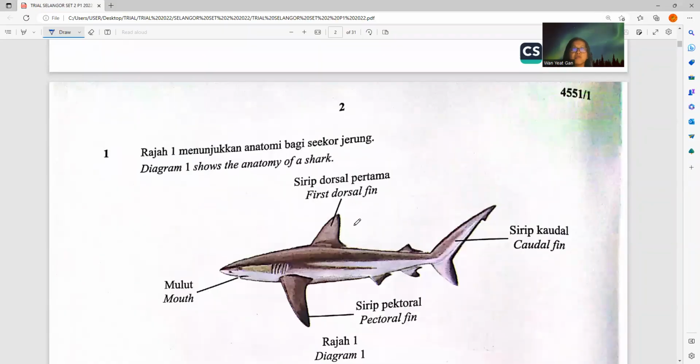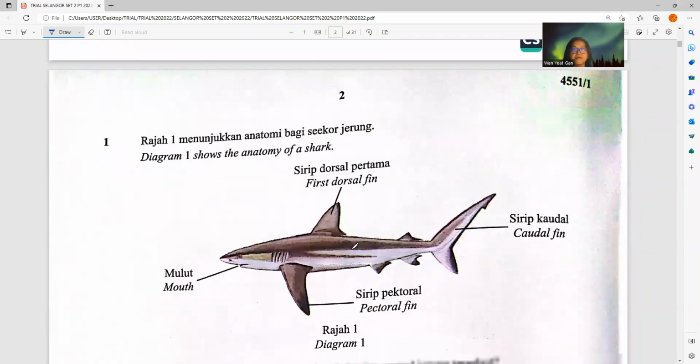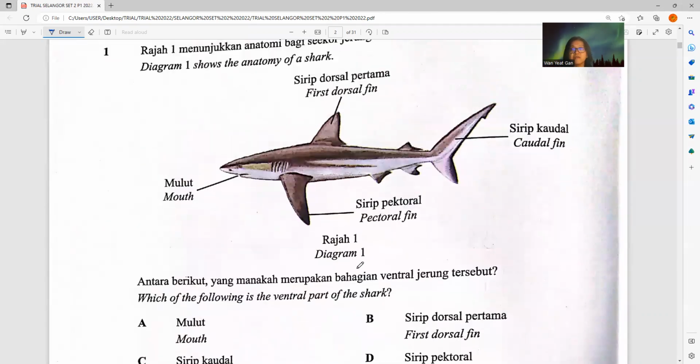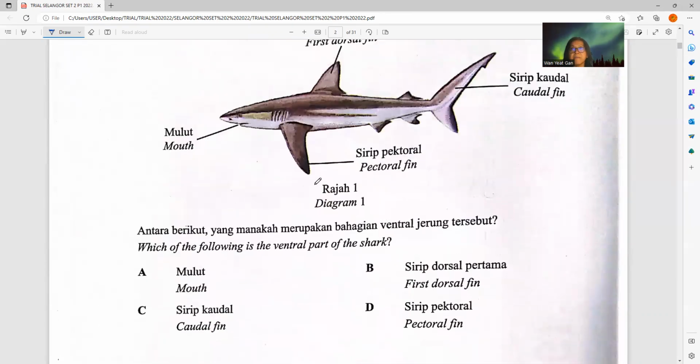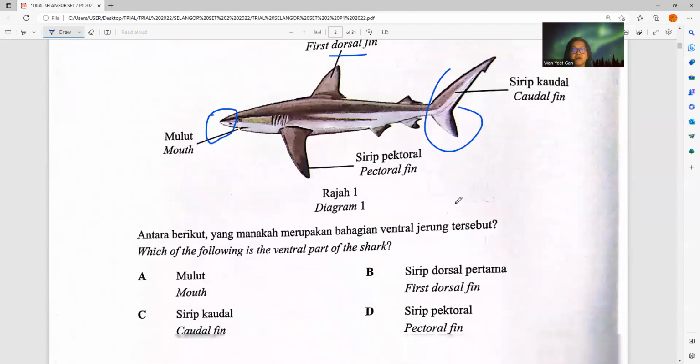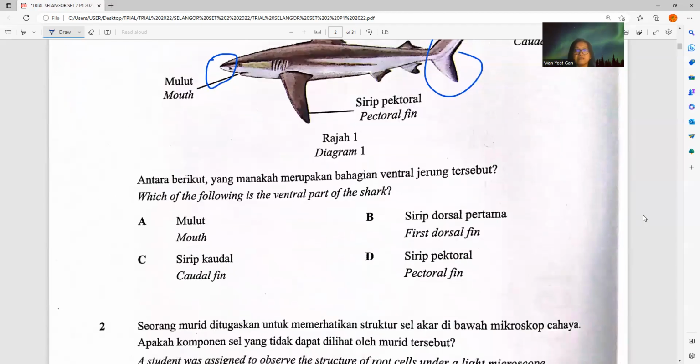Diagram 1 shows the anatomy of a shark. Which of the following is the ventral part of the shark? Okay. So the ventral part is the pectoral fin, all right? You can see here, this is the dorsal, this is anterior, and this is posterior. So the answer is D.